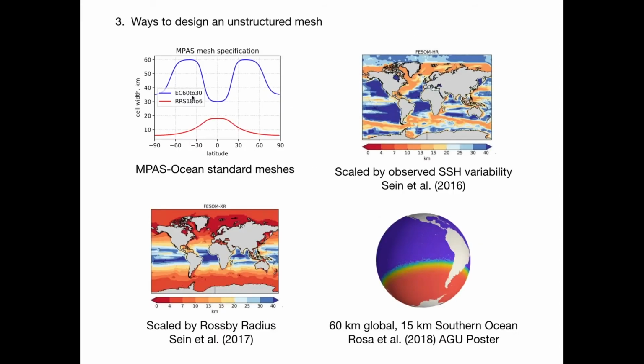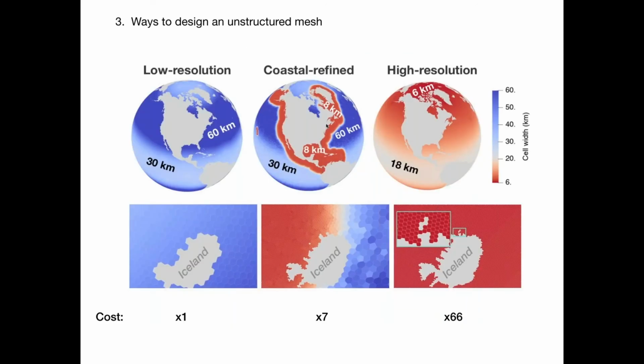And we have different ways to design an unstructured mesh. So here is the low resolution mesh in blue, the high resolution mesh in red. There's also FISOM meshes I've shown that are trying to capture regions of high variability. But of course, what we're focused on today is this coastal refined mesh. So this is very similar to the one that Kristin showed. It does extend further up around Greenland, but other than that, it's very similar, where we have the 8-kilometer resolution around North America, and then it's EC6030 in the background.